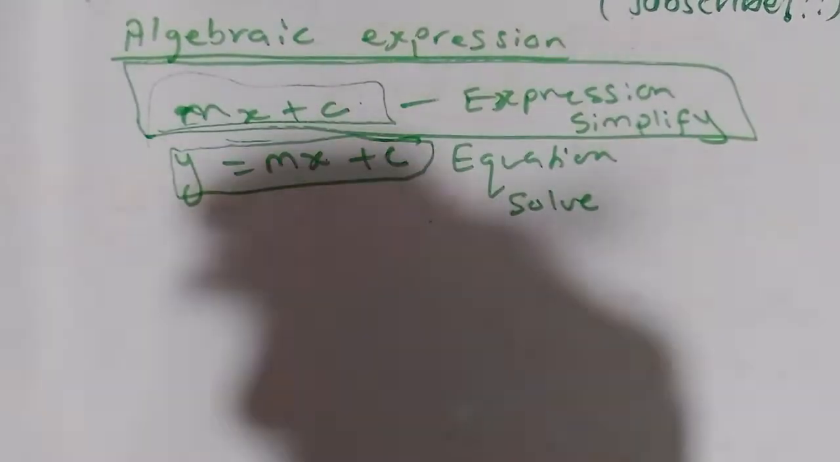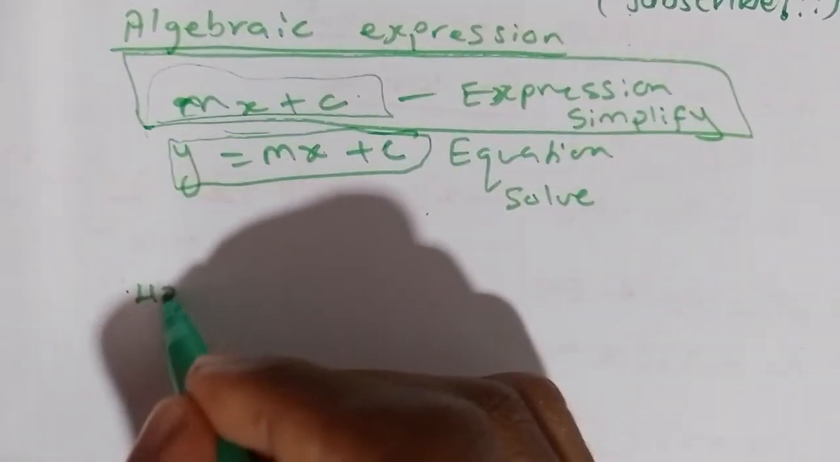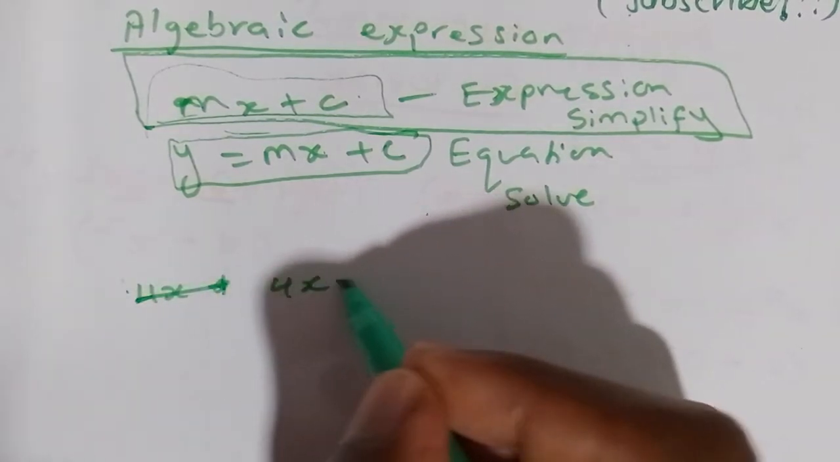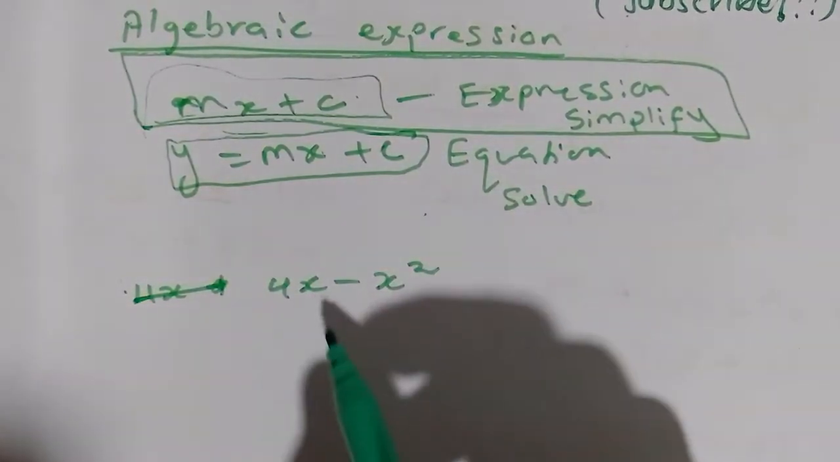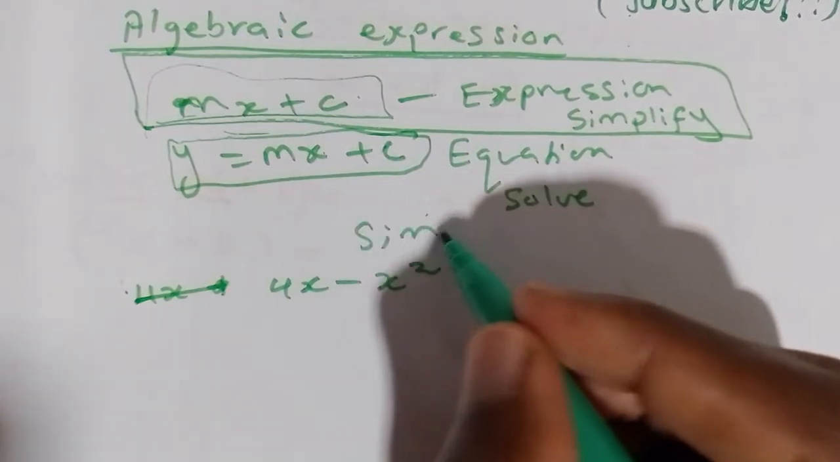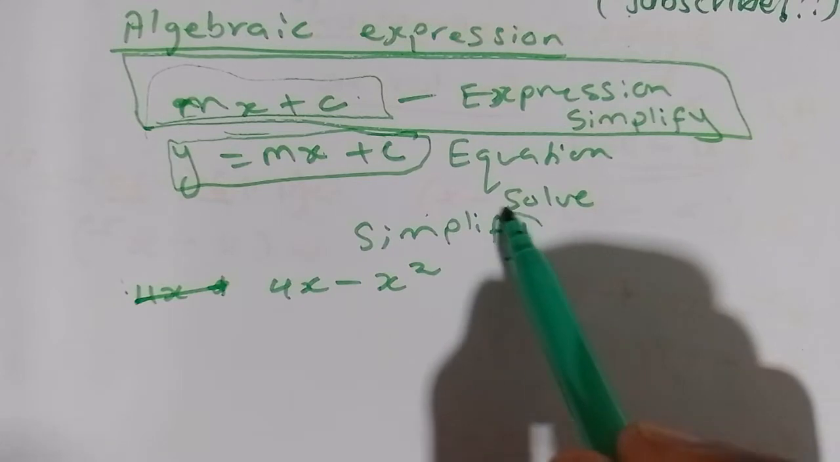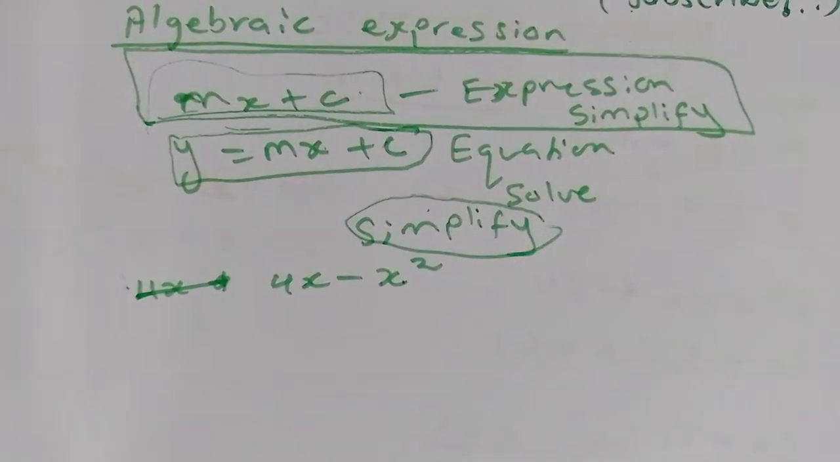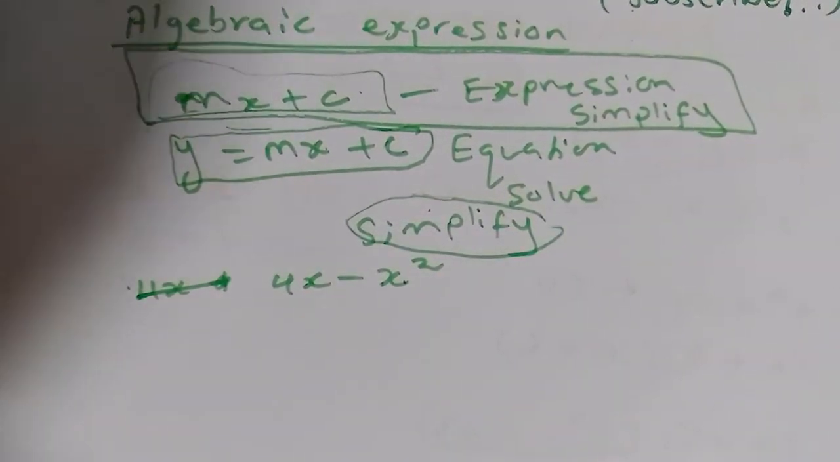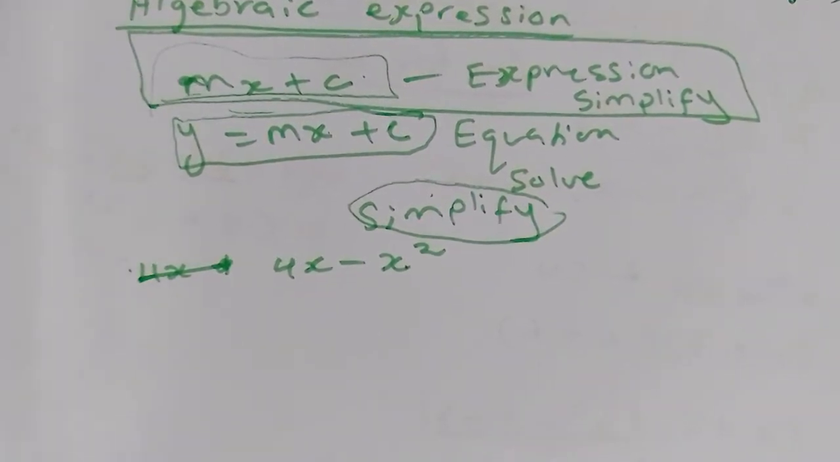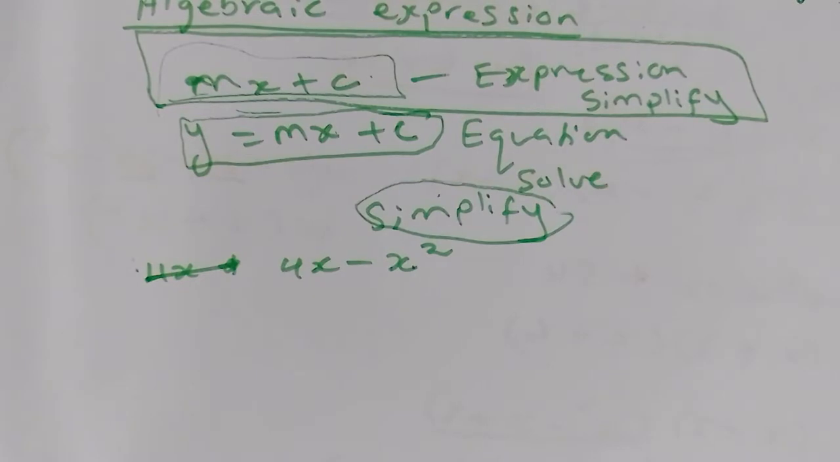Grade 9 questions, you are given something like this: 4x subtract x squared. They say simplify. Why do I have to simplify? Even though they did not tell me to simplify, looking at this, this is an expression. I can simplify because this is an expression.